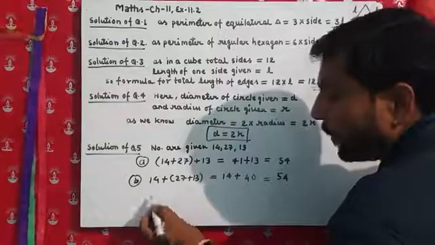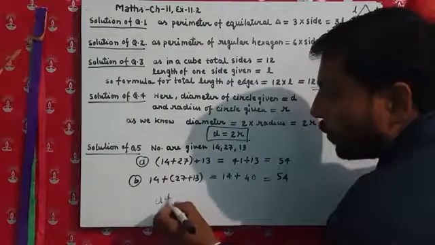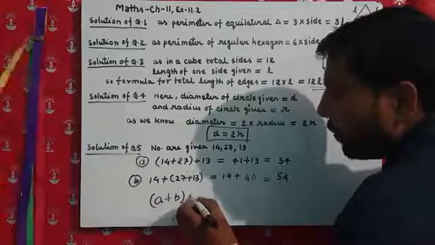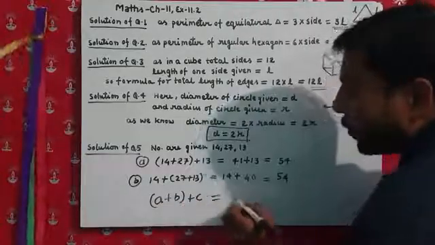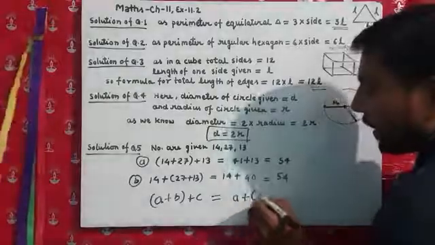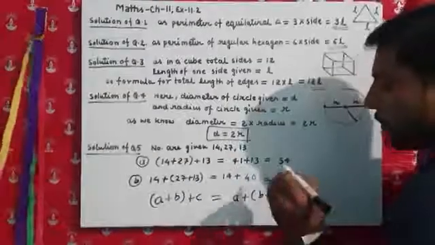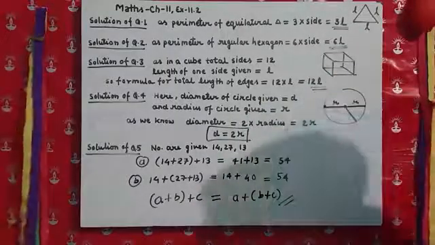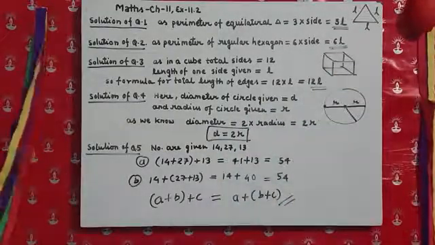So if the numbers are a, b and c, we will write a plus b, firstly we add a plus b, plus c. It is always equal to a plus, in bracket, b plus c. This is the final answer. So now this exercise has been completed. Now I will start the next exercise.